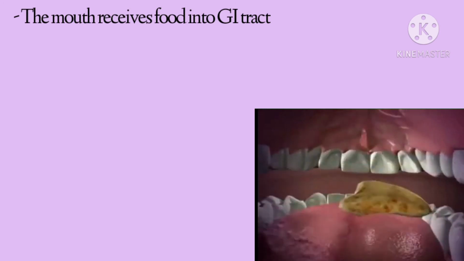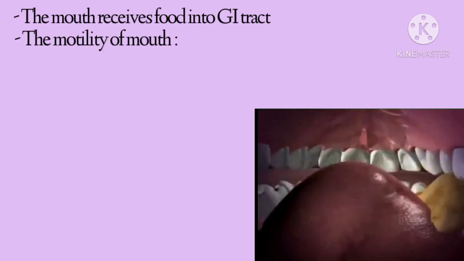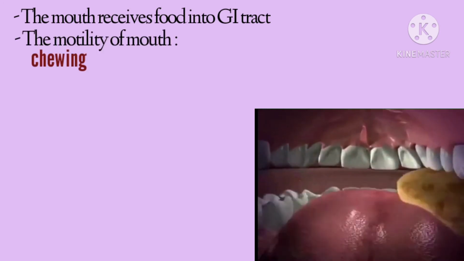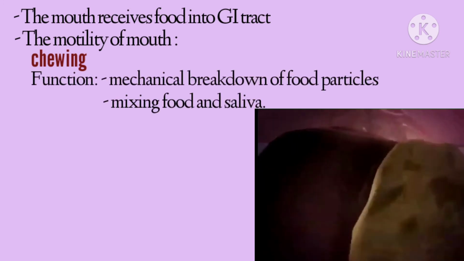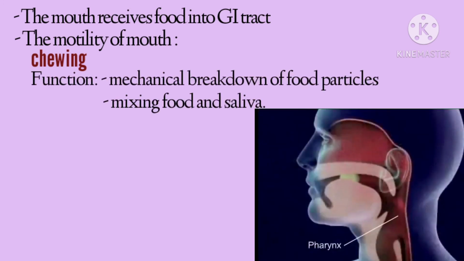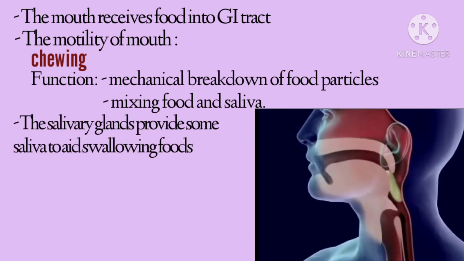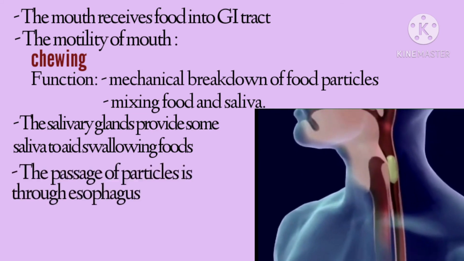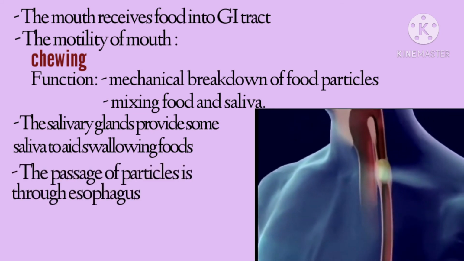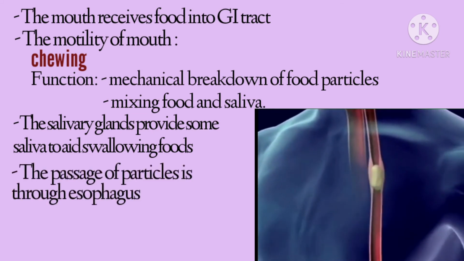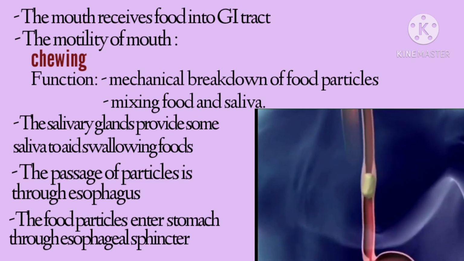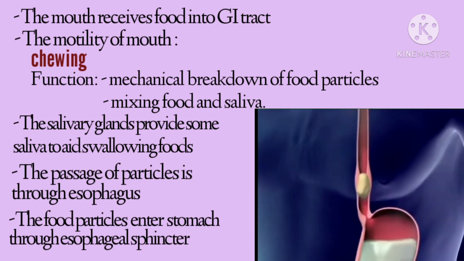The mouth receives food into the GI tract. The modality of the mouth is chewing. The functions of chewing are to make chemical breakdown of food particles and mix food and saliva. The salivary glands provide some saliva to ease swallowing of foods. The passage of particles is through the esophagus. The food particles enter the stomach through the esophageal sphincter.